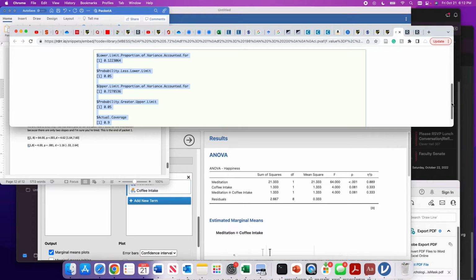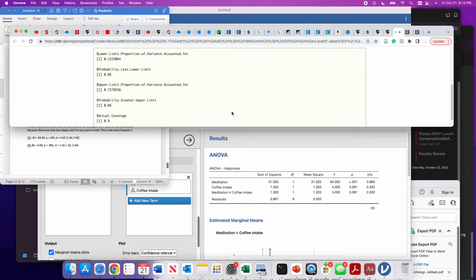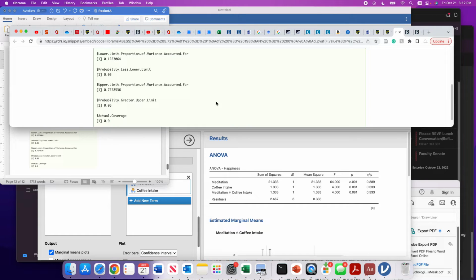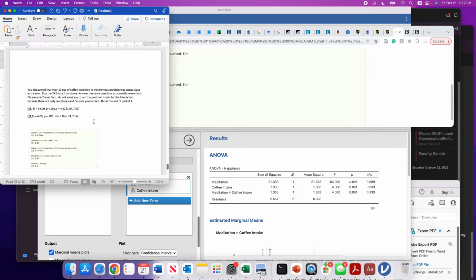All right. So I'm just going to kind of put this in there. What does this mean? My 90% CI of eta squared is from 0.12, which is a medium effect, to 0.73, which is a large effect. All right.